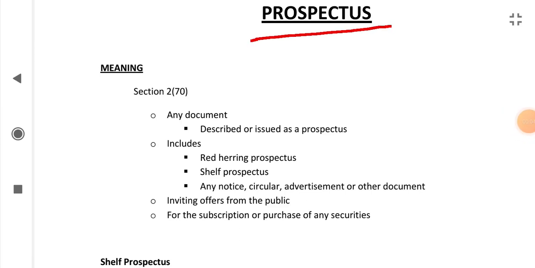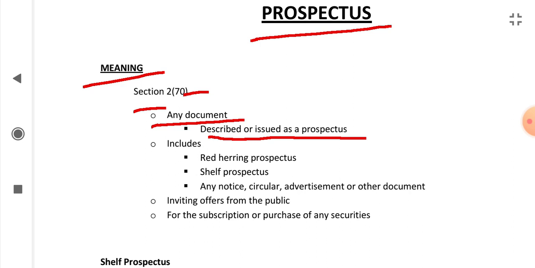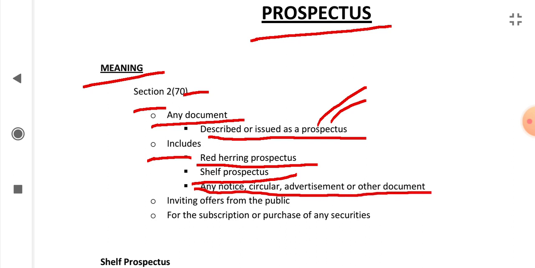Prospectus. Let's see the meaning of prospectus. In Companies Act 2013, Section 2, Clause 70, it is said that any document described or issued as a prospectus is called a prospectus, and it includes red herring prospectus, shelf prospectus, or any notice, circular, advertisement, or other document inviting offers from the public for the subscription or purchase of any securities.